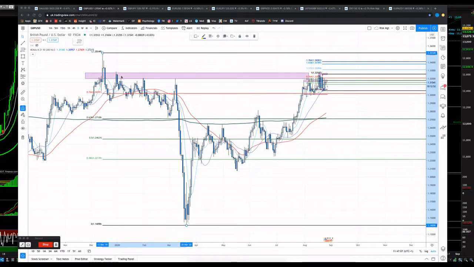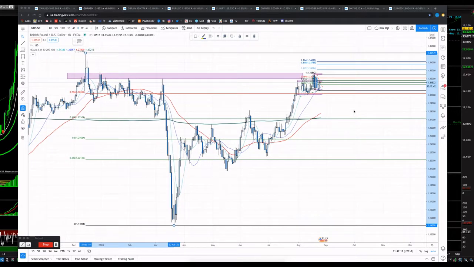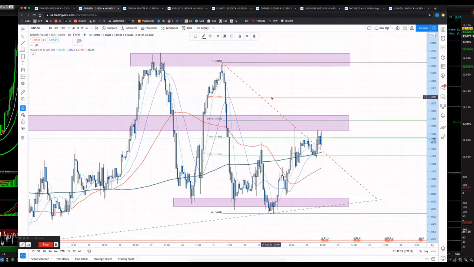You can see previous structure, key area, key supply zone. It just keeps bouncing off that area, which the high of that is around 132.50. Pound dollar does like that 132.50 area. Let's drill straight down to a 1 hour time frame so we can see this in a little bit more detail, what's currently happening as of now.